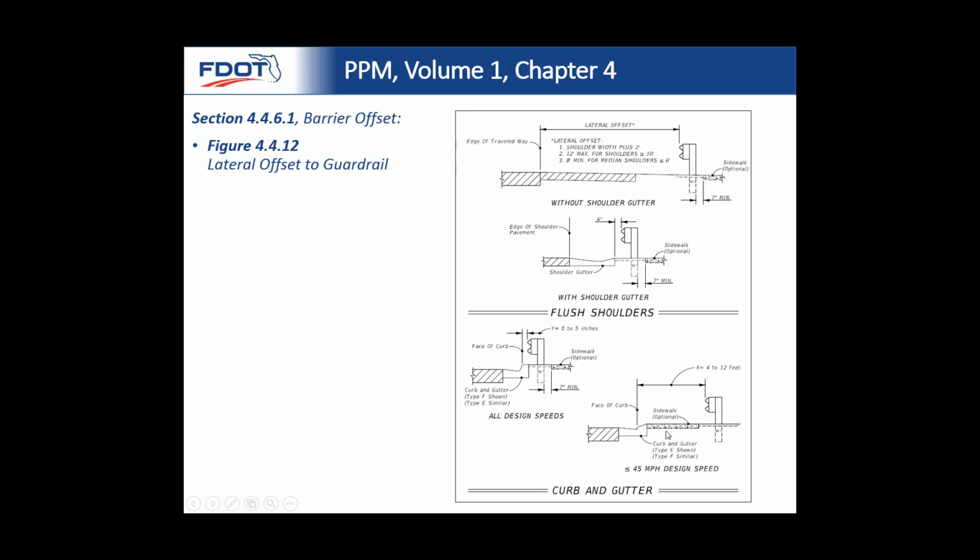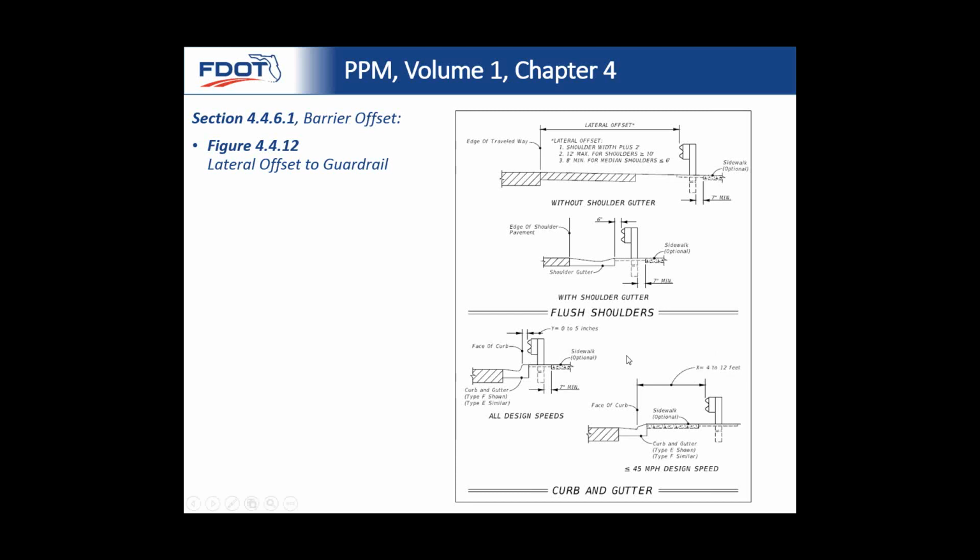That's to allow those areas where maybe we have a sidewalk right at the back of curb, or maybe even a utility strip, but we still want to keep that guardrail as far from traffic as possible to avoid nuisance hits. So in those lower design speeds, like I say, less than or equal to 45 miles an hour, there is the option to move it a little bit further in that 4 to 12 foot range.